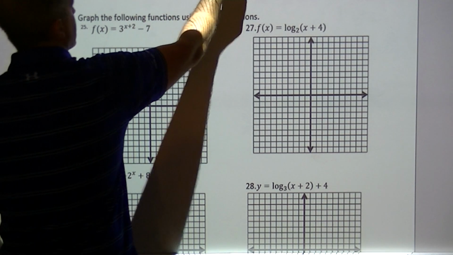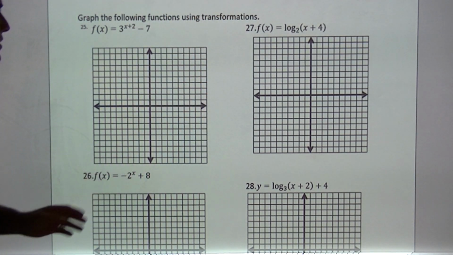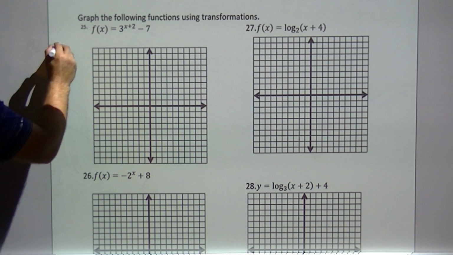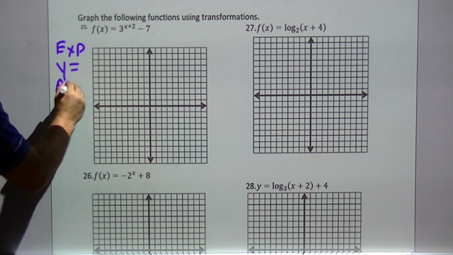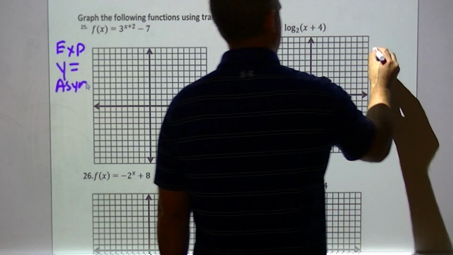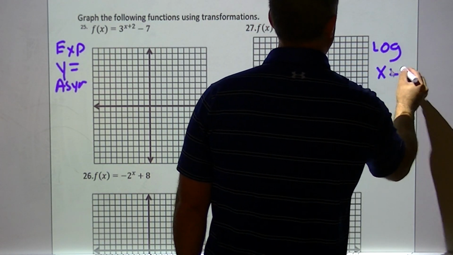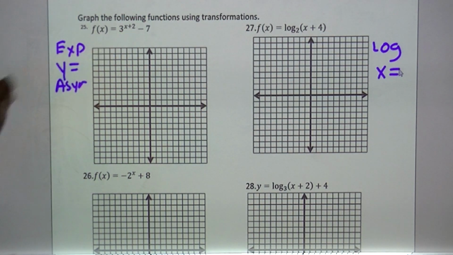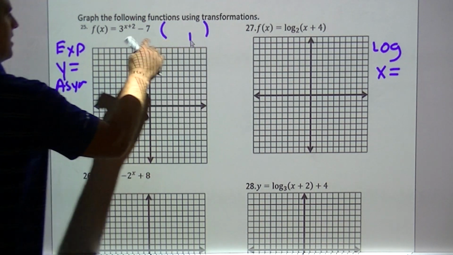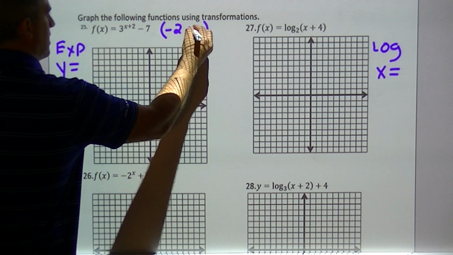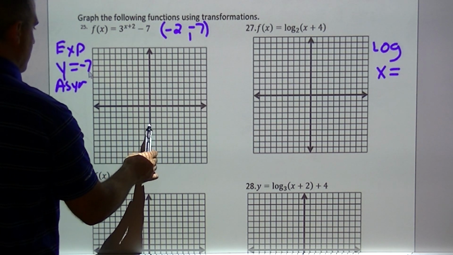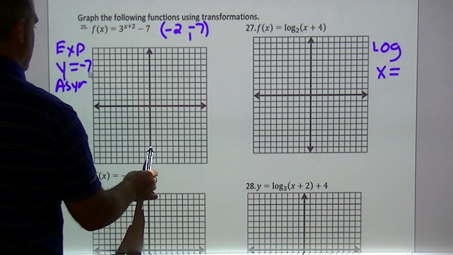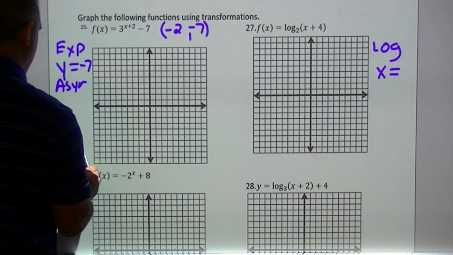Now, the big thing here that you have to understand is that exponentials will create y equals asymptotes. Logs will create x equals asymptotes. Now, how do you get those numbers? If you look at the anchor point here, this anchor point would be negative 2, negative 7. So my asymptote is at y equals negative 7. 1, 2, 3, 4, 5, 6, 7. Okay? Would be right here.